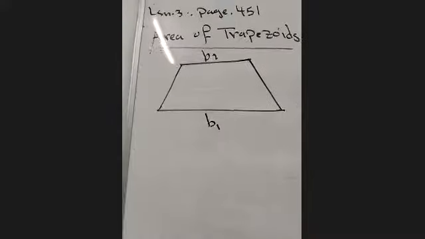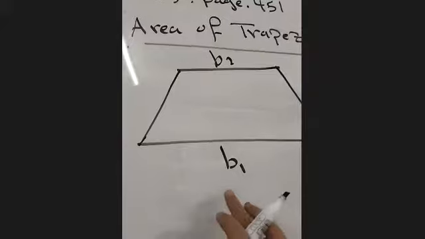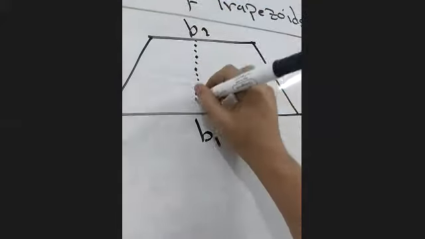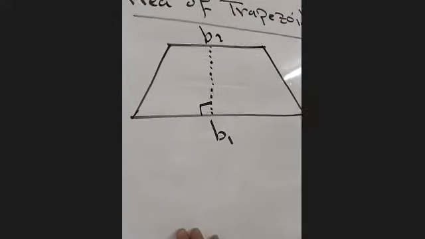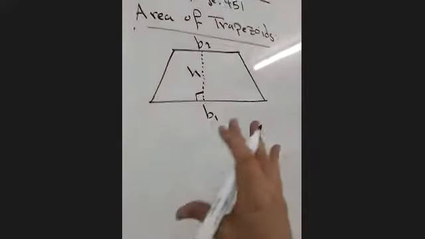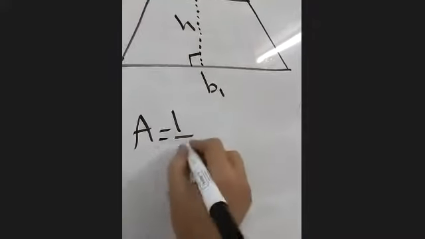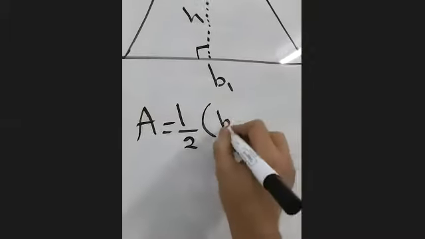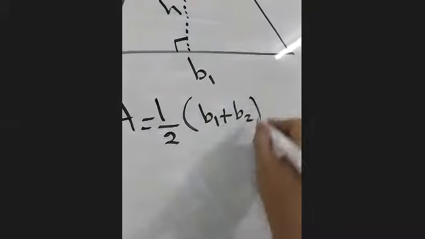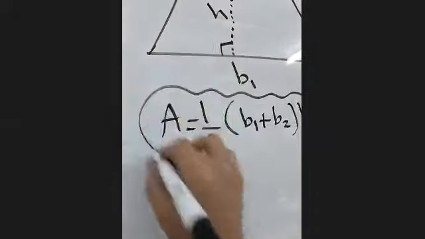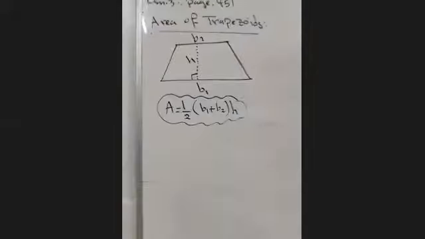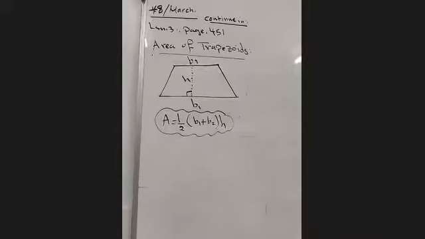Okay, guys, again, this is base 1. Sorry, guys, this is base 1, base 2, and the line segment between them, which has a right angle, we call it height. Yesterday we wrote the formula and we applied it. A equals half multiplied by bracket base 1 plus base 2, multiplied by the height. This is what we did yesterday. I think we did example 1 and the check.